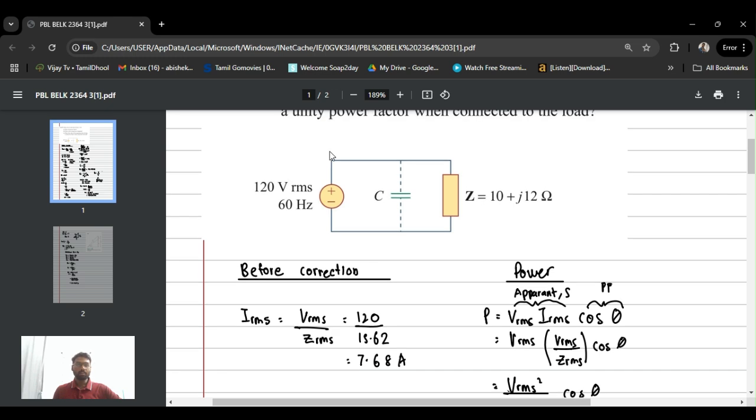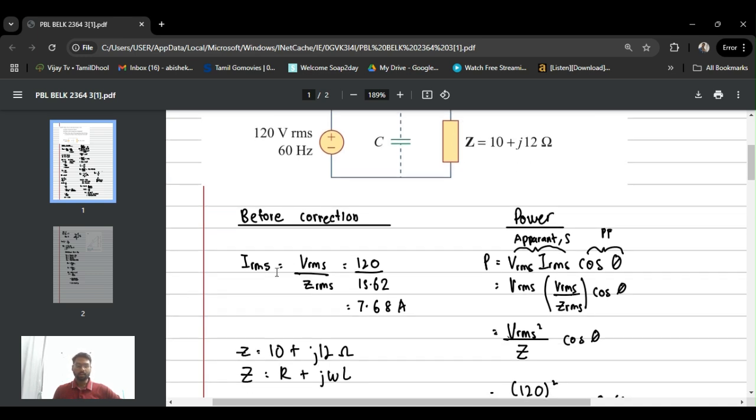So what is power factor correction? The main idea of power factor correction is to reduce the total current entering our circuit from the voltage source. As you can see, before adding the capacitor, this is just a series circuit, which means we have an AC voltage source and an impedance. So the total current entering our circuit from the AC voltage source equals the total current entering the impedance.